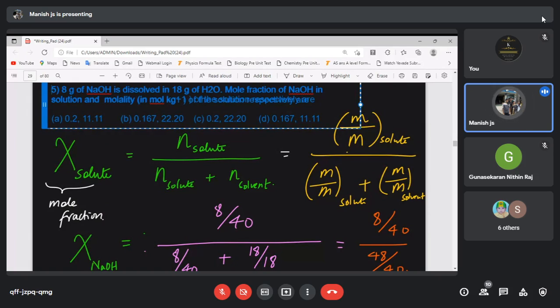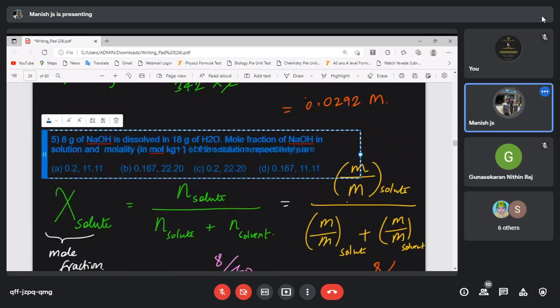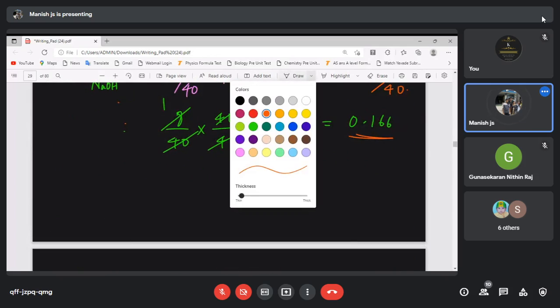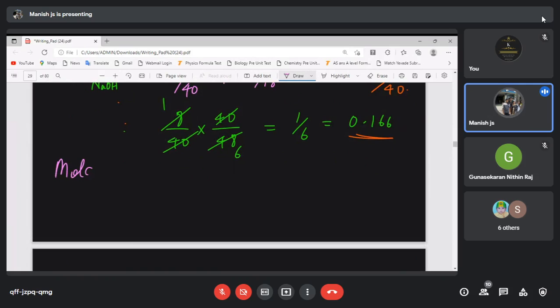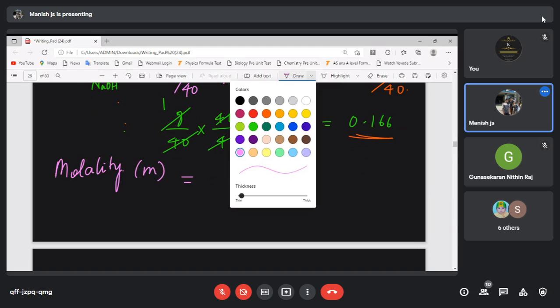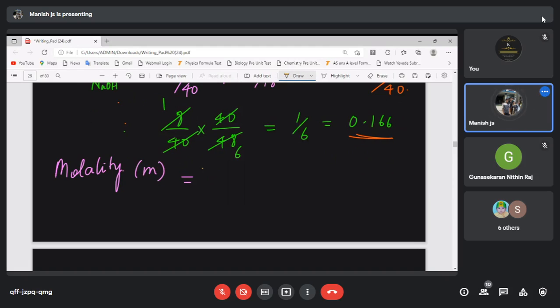So we will have to next calculate the molality. By calculating molality, we can further find out the value. What is the formula for molality? Molarity and molality, molality is given by small m. The formula for molality is the number of moles of solute divided by the mass of solvent in kg. That is nothing but your molality.